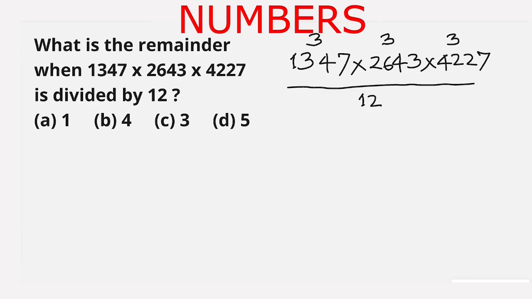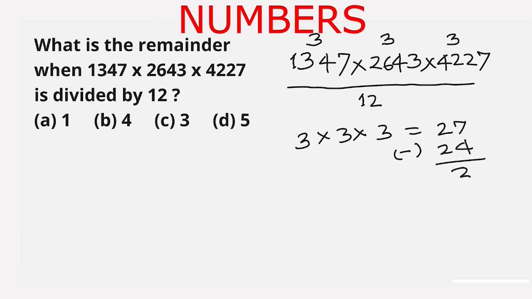So the total remainders we get is 3 multiplied by 3 multiplied by 3. This is equal to 27. And 27 when divided by 12, 12 times 2 is 24, and the balance is again 3. So the final remainder will be 3. And from the given options, our answer is option C, 3.